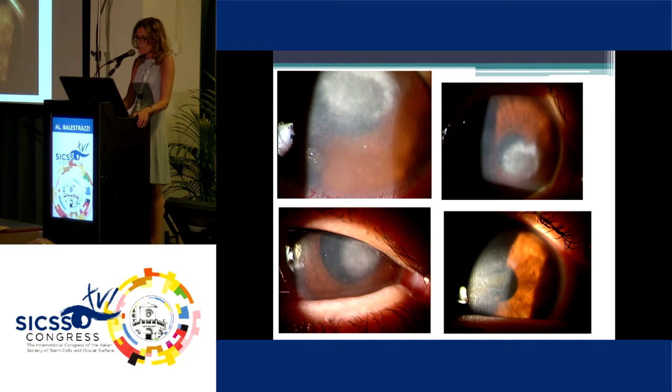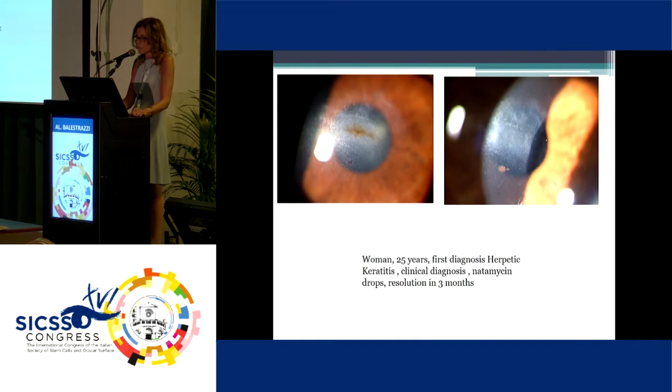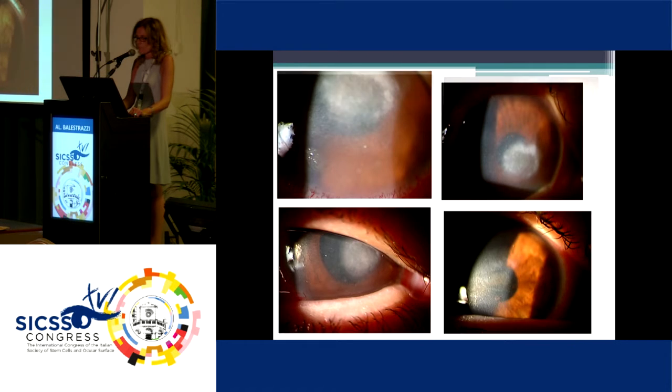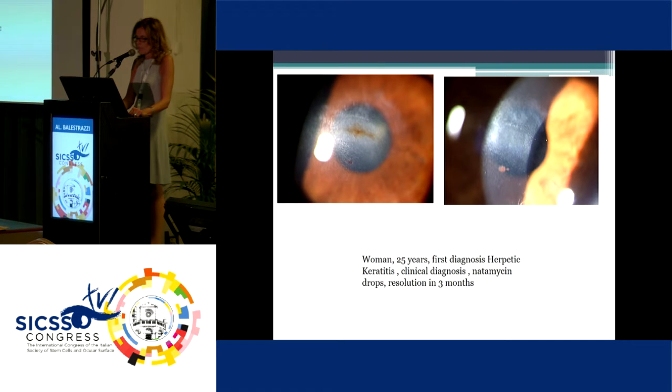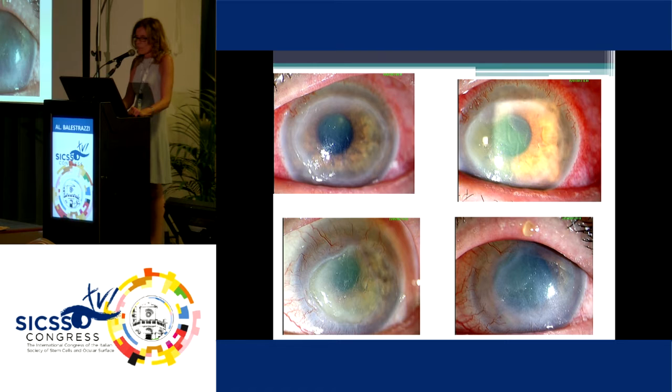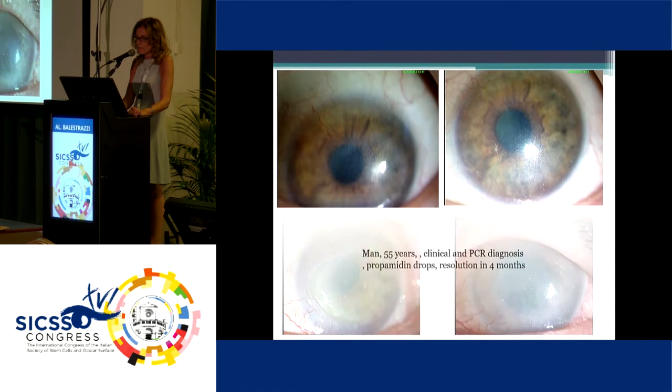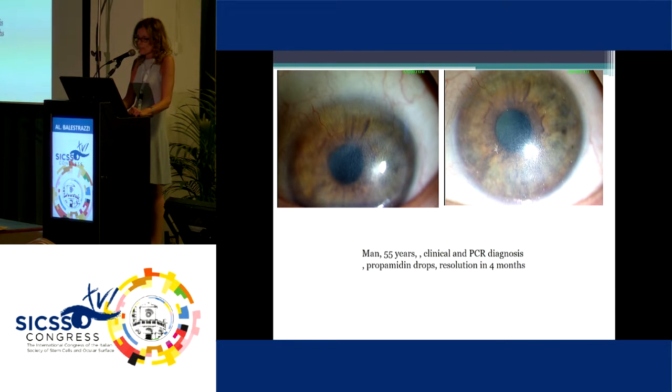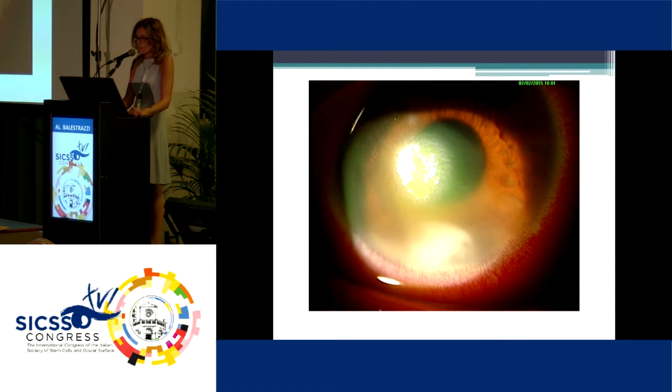This is again a contact lens wearer. This is a keratitis that actually did not respond to any possible treatment. At the beginning it was diagnosed as herpetic in nature, and no antibacterial actually worked, so we initially thought of fungal disease, and gentamicin drops were used on top of the standard treatment, and the situation resolved in 3 months. This is Acanthamoeba, again clinical and PCR diagnosis, and resolved in 4 months.